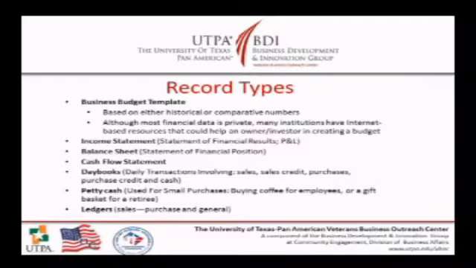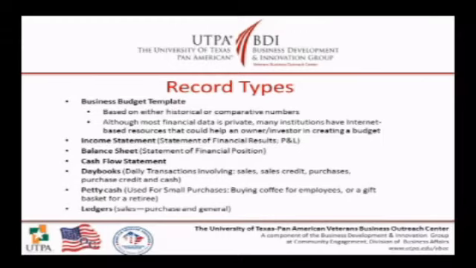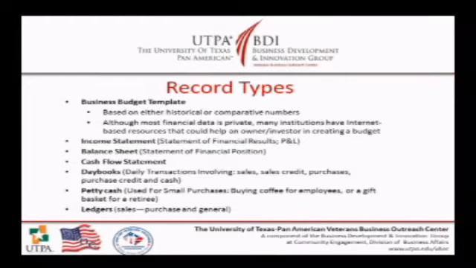Record types, the business budget. This is something that most companies do utilize. It's real important that you have a budget. You know how much you expect to take in, how much you expect to spend, things like that. Another statement is the income statement or the profit and loss statement. This deals more with operations, the day-to-day operations of the company. How are you making money? Are you losing money? Things like that.